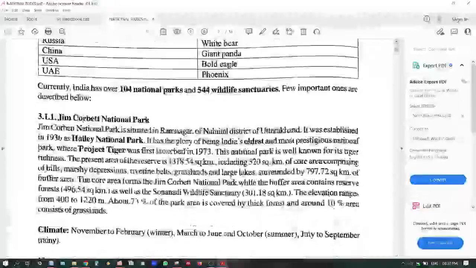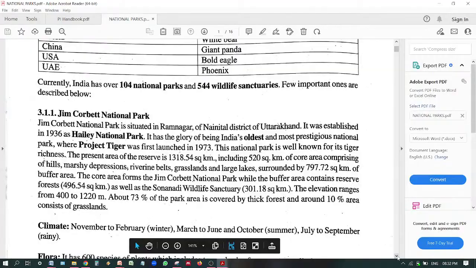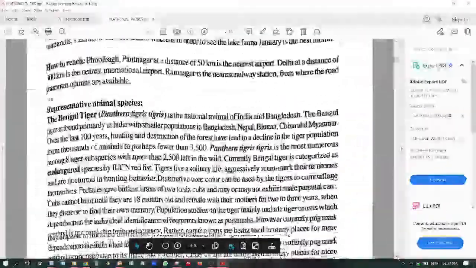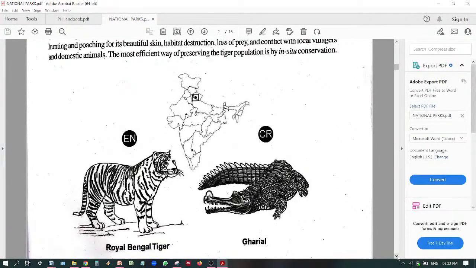Alright, any doubt in this? Shall we go ahead? So what things must you be aware of? You must be aware that the animal on the screen is the Royal Bengal tiger. This is an endangered animal. It belongs to Jim Corbett National Park, and the most important thing is that Jim Corbett National Park is in Uttarakhand, and you should know the marking on the map. Okay, so it is the north marking. This marking is really very important. And the second animal is the gharial, which also belongs to Jim Corbett.